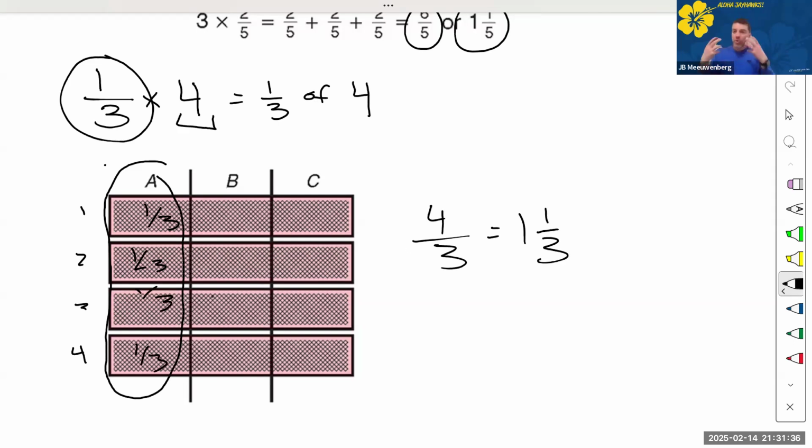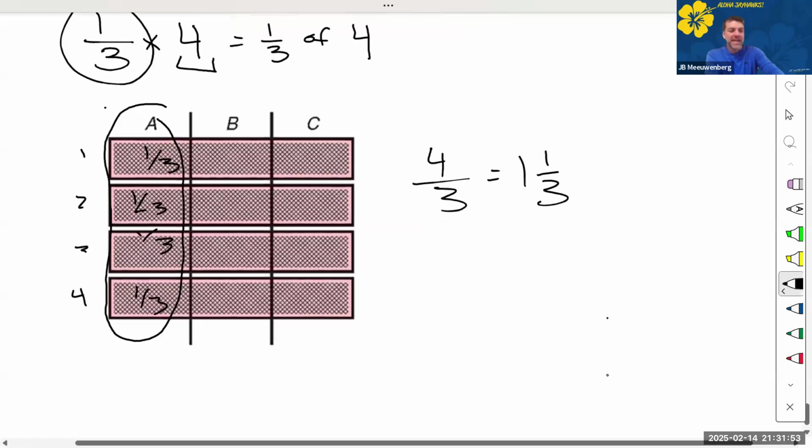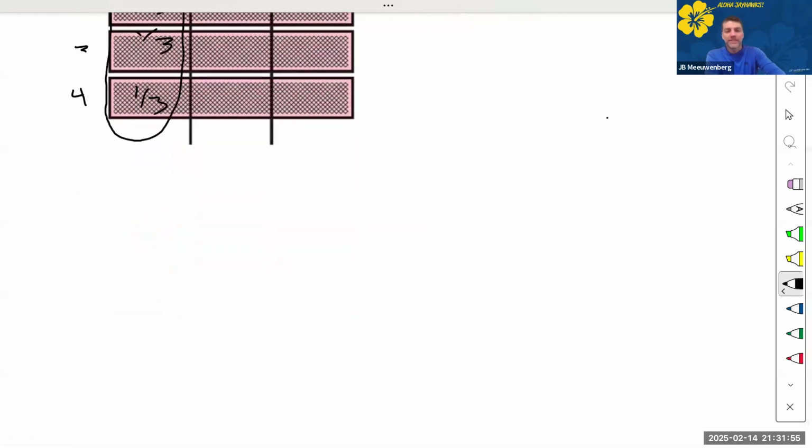So again, here's another way to model that idea. We start with 4 full bars and we cut the whole group into 3 pieces so we can just take away and look at a third of them. Here's one more way to examine that same problem of 1/3 times 4, and it's to do this.